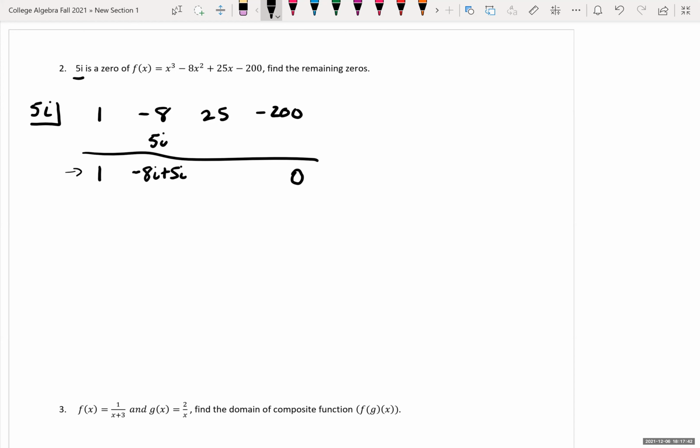So I need to multiply 5i times that. I'm going to do this on the side work. So 5i times -8 plus 5i. Oops, sorry, I just made a mistake. This should just be -8 plus 5i. Let me change that.